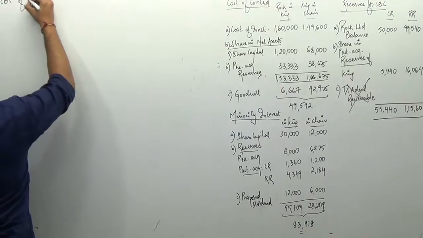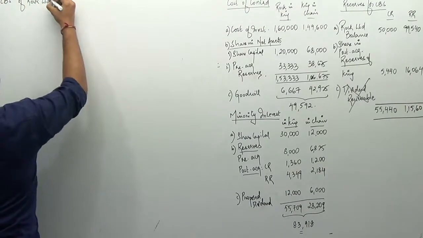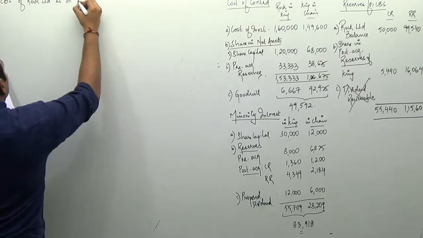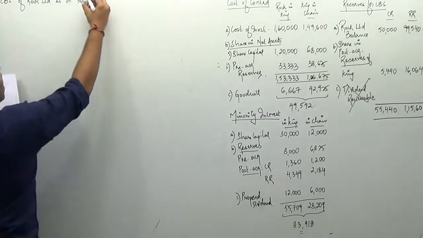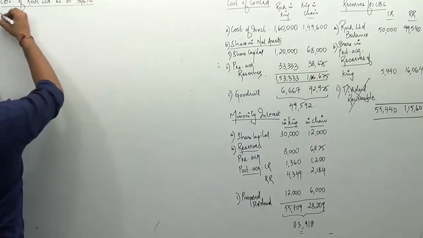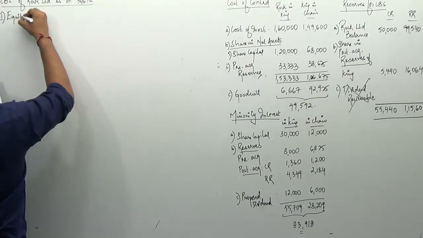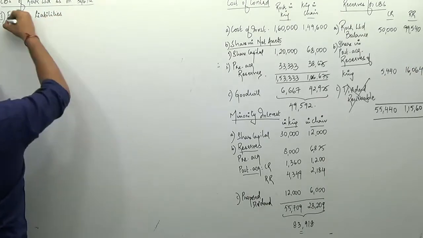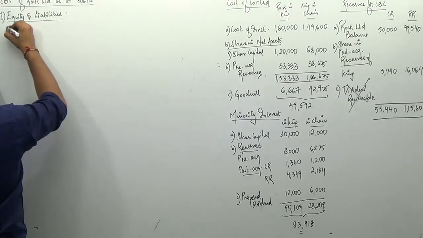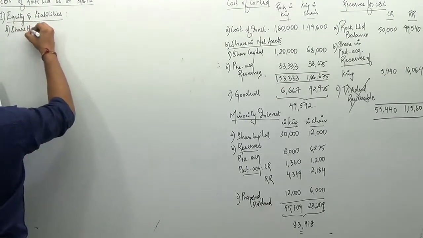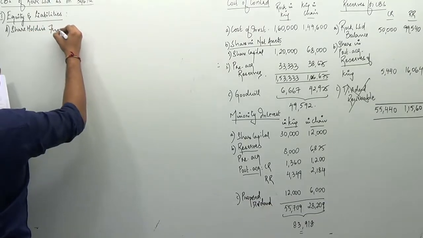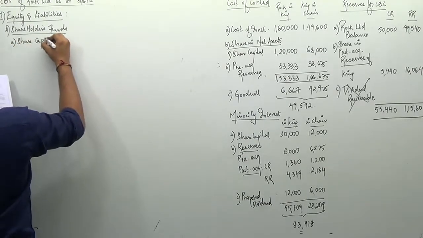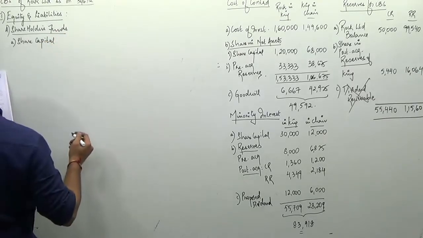A consolidated balance sheet of Rock as on 30th June 2012, equity and liabilities, shareholders' funds. Under shareholder funds, we have share capital. Just check the share capital from Rock Limited. What is given in the balance sheet there? Balance sheet holds share capital of 2 lakhs.